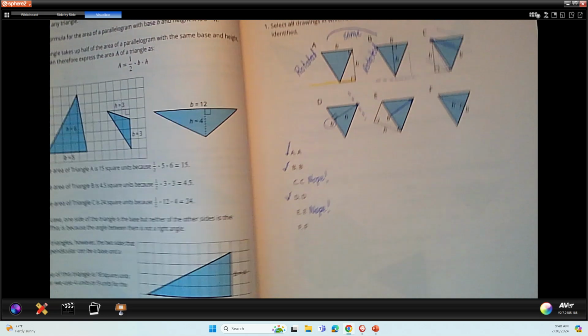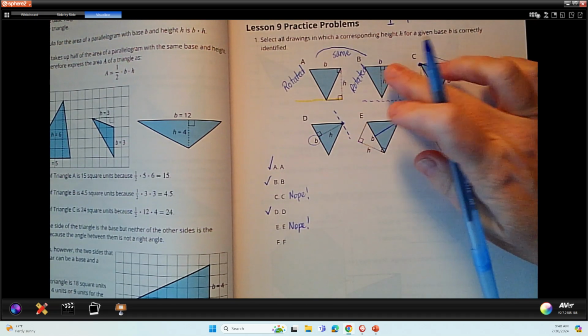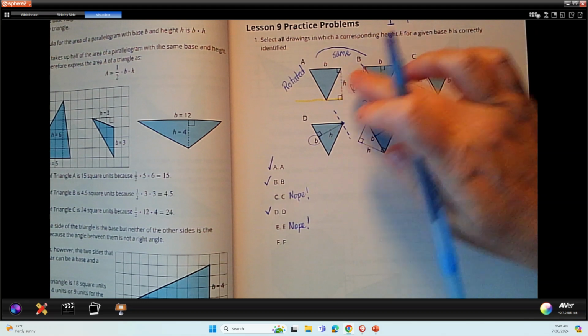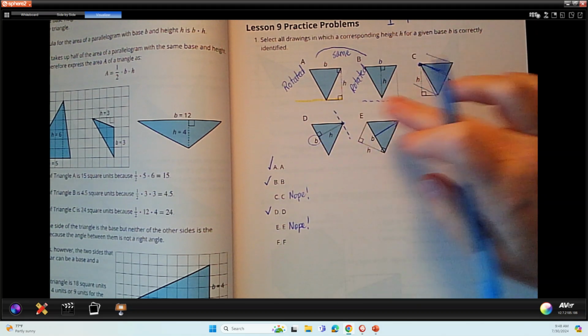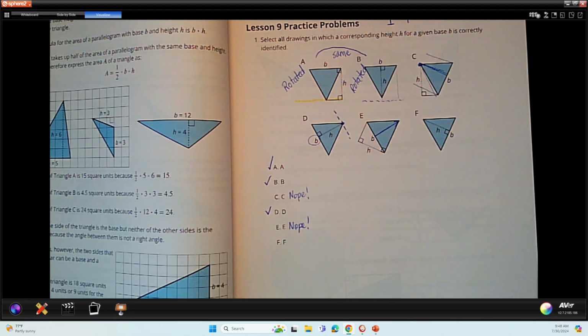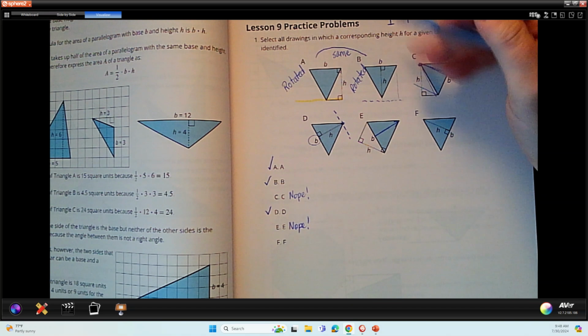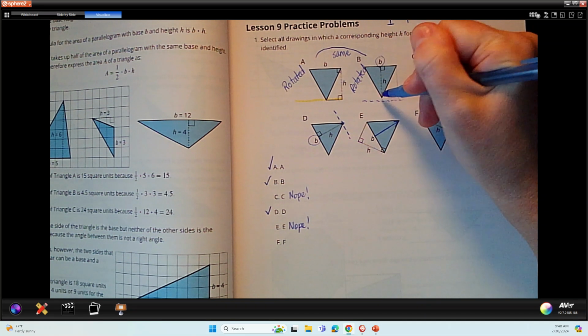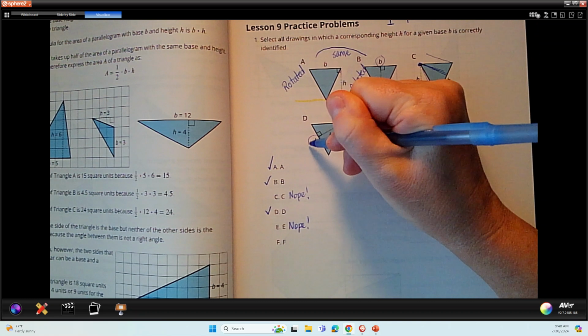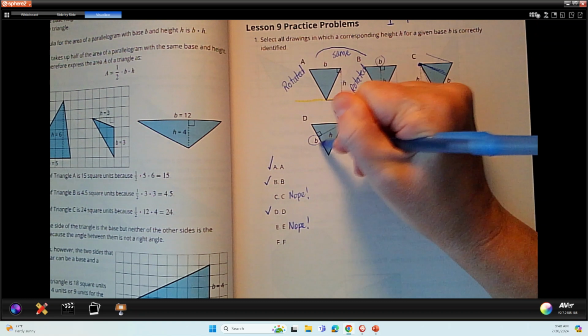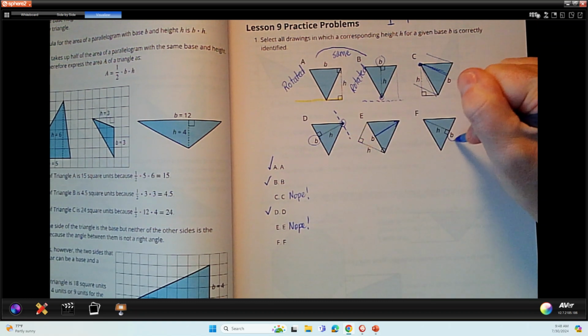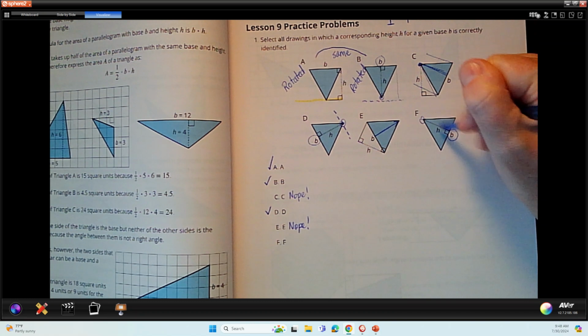All right, let's check the last one. The last one is just like B and D. So D, B, and F are very similar. They're showing the base with the height going straight up to that point directly across from the base. See that? So here's the base, here's that point, and the height's going straight up.